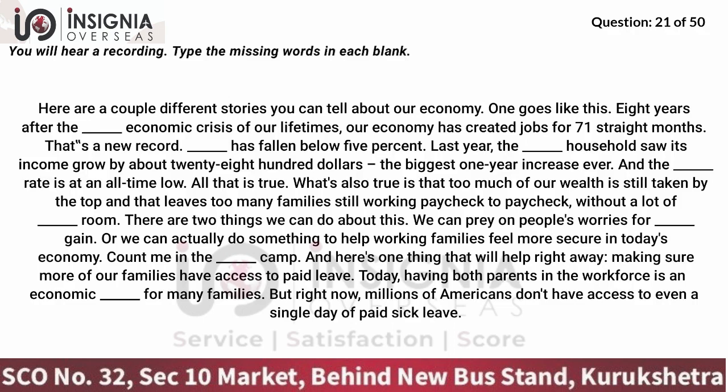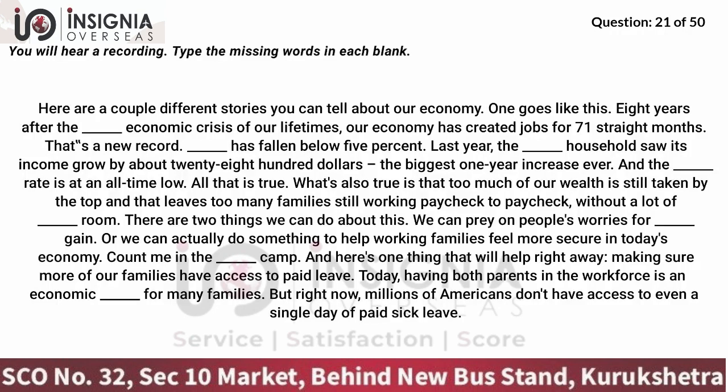There are a couple different stories you can tell about our economy. One goes like this. 8 years after the worst economic crisis of our lifetimes, our economy has created jobs for 71 straight months. That's a new record. Unemployment has fallen below 5%. Last year, the typical household saw its income grow by about $2,800, the biggest one-year increase ever. And the uninsured rate is at an all-time low.